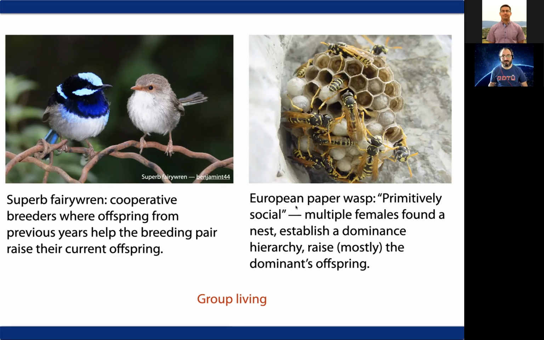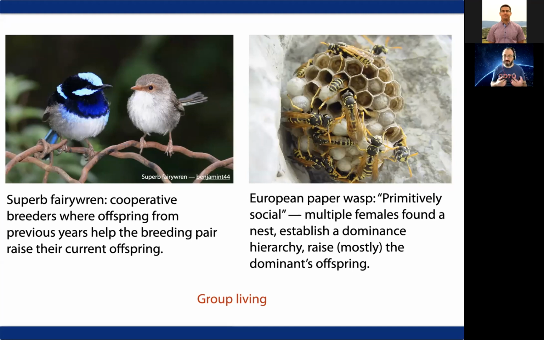And on the right-hand side, you have the European paper wasps, Polistes wasps. They are sometimes called primitively eusocial, and in this species, multiple females come together to found a nest, this paper structure. During the founding of the nest, they establish a dominance hierarchy, and the dominant gets to do most of the breeding. Sometimes the dominant dies, and one of the other ones becomes dominant, and so on. But there's a lot of complicated social dynamics there.